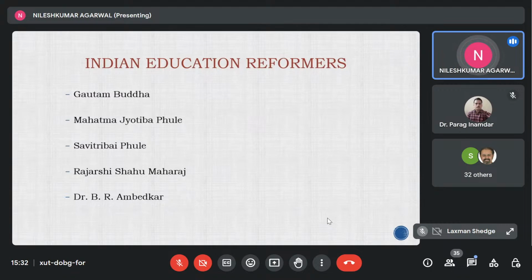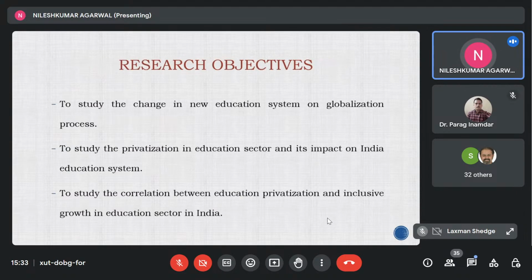Starting with Gautam Buddha, as early as we can go, Mahatma Jyotiba Phule, Savitribai Phule, Rajshri Shahu Maharaj, and latest by Dr. B.R. Ambedkar. These people realized the issues and challenges that the next generation would face, and they brought the change. While it is not a complete change in society even now, the efforts they put in terms of education system change are significant, and we cannot ignore that.